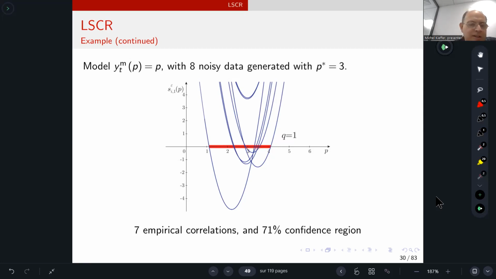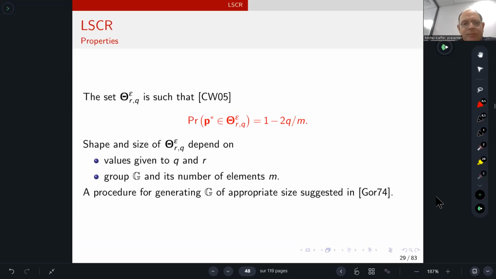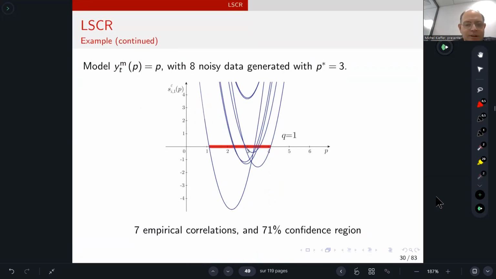Here, since I have 7 empirical correlations, I get a confidence region with 1 minus 2 over 7. This is a 61% confidence region. If you consider more measurements, you are able to obtain more accurate confidence regions with different confidence levels. So it's less flexible than using SPS.